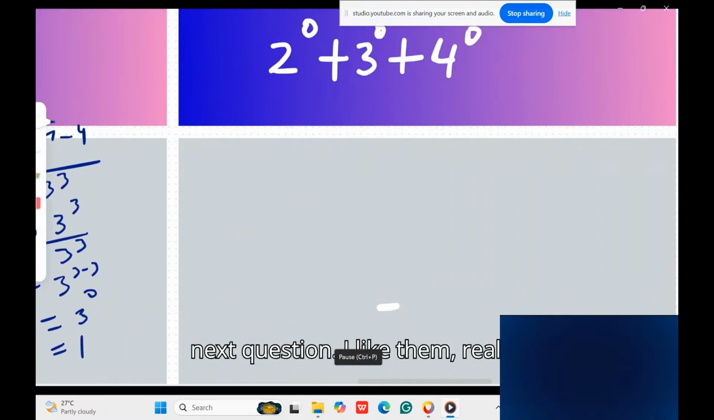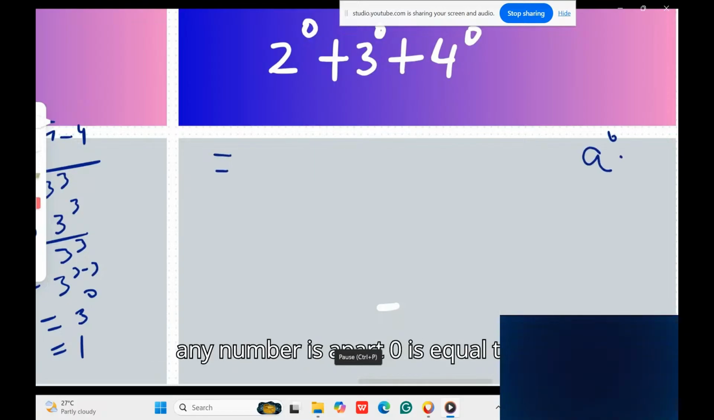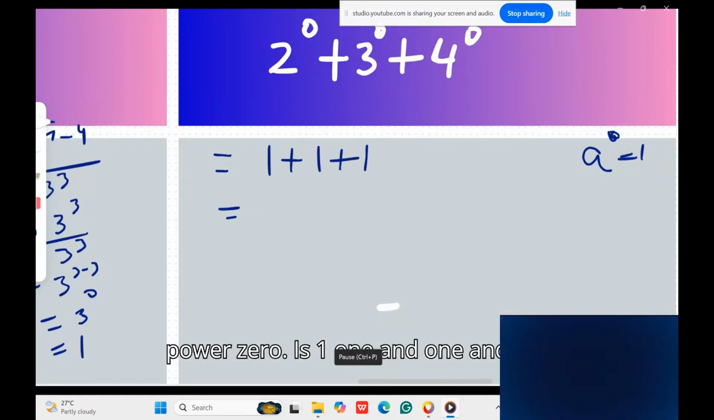I like them really too much. Why so? Because these questions are very simple. All you have to do is just remember that one rule which says that any number raised to the power 0 is equal to 1. Now here it means that 2 raised to the power 0 is 1, 1 and 1. And the answer is 3. Easy, isn't it?